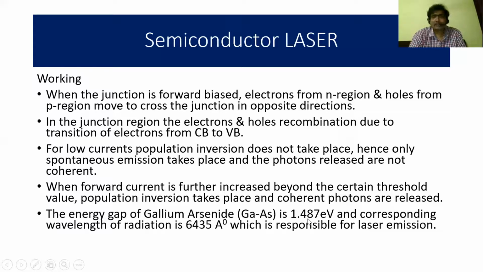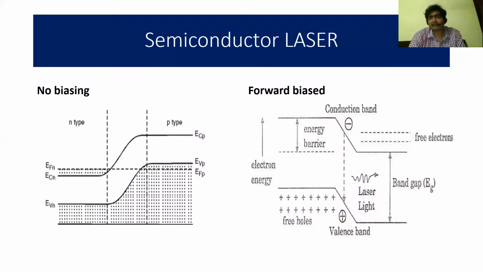For low current, population inversion does not take place, hence only spontaneous emission takes place and the photons released are not coherent photons. So here is a very important thing. When we are giving low forward bias voltages, the electron just recombines with the hole and produces photons by the process of spontaneous emission, and these emitted photons do not create laser light.